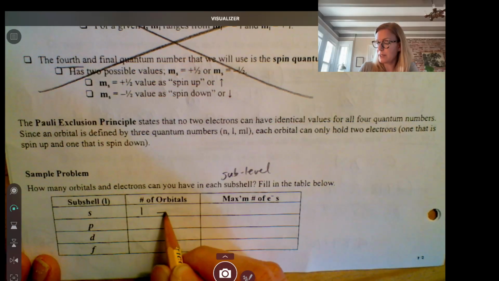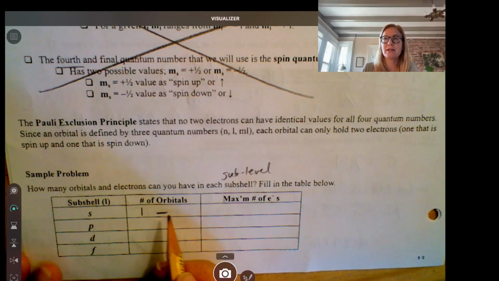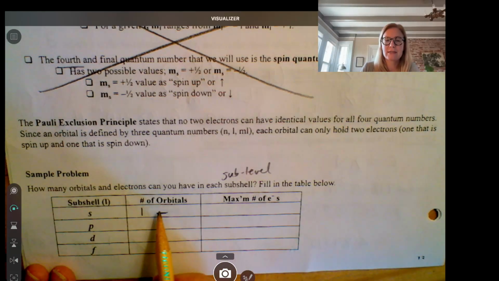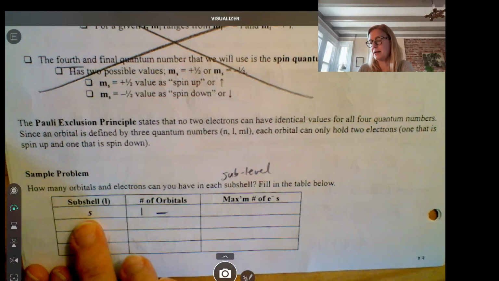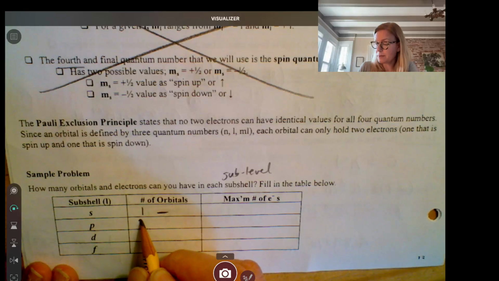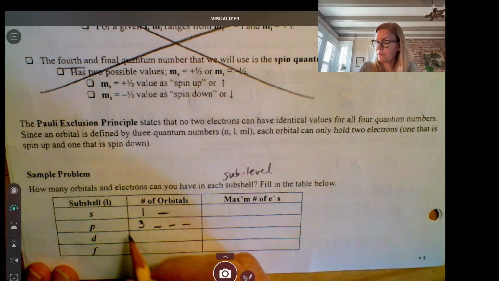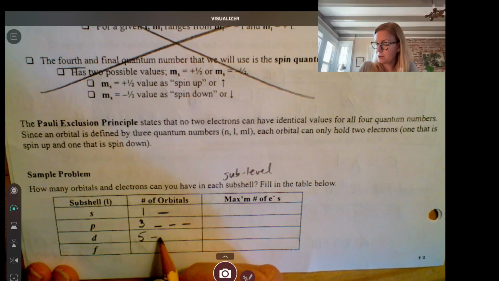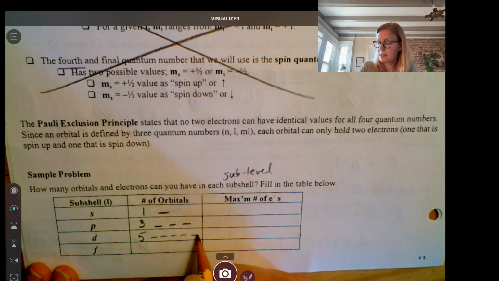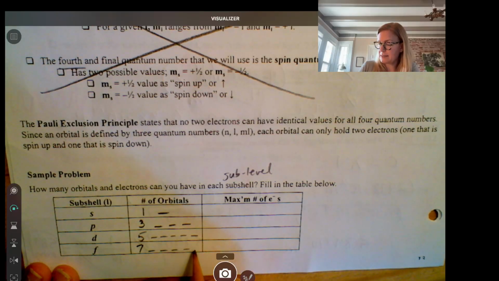So next to the S, there's one orbital, okay? I want you to draw one line. That line represents where we can indicate that there are two electrons. Just don't put anything on the line, just one orbital, okay? P has 3 orbitals, draw 3 lines. D has 5 orbitals, draw 5 lines. You can probably see a pattern here. F has 7 orbitals, draw 7 lines.